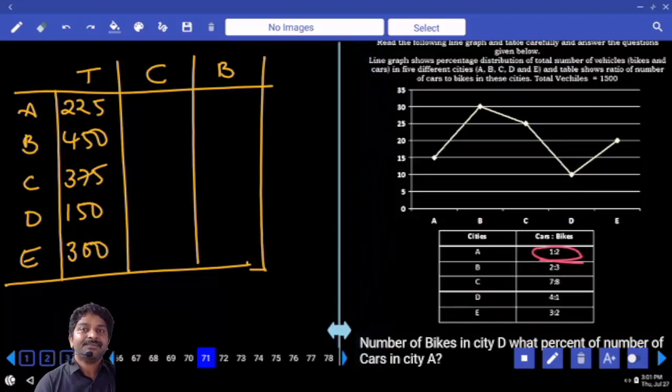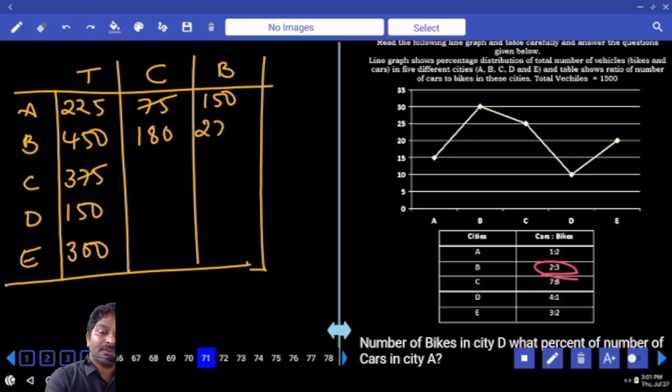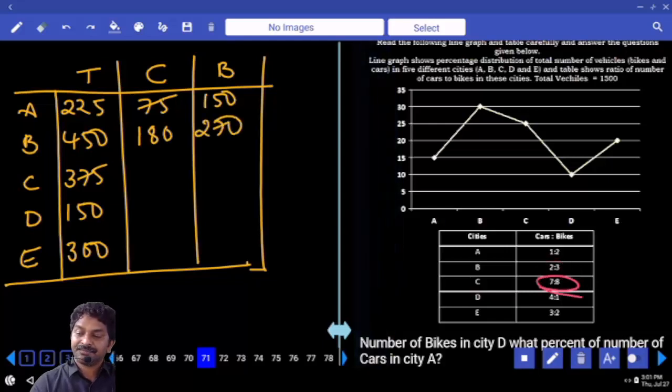Now cars and bikes ratio 1:2. Total how many parts? 1 part is 75, 2 parts 150. How many parts? 1 part, 2 parts, 180. 3 parts, 270. How many parts?